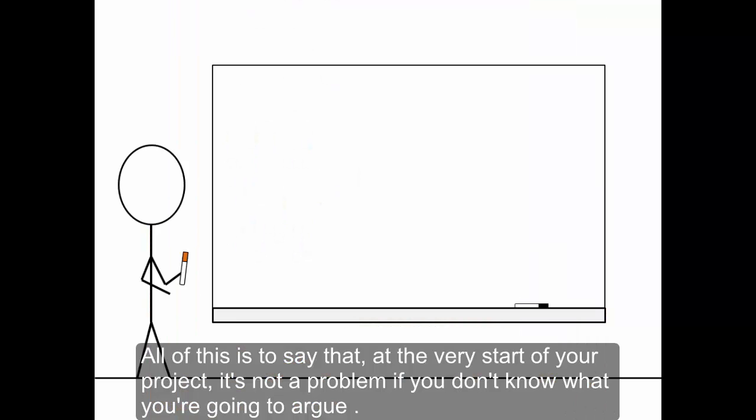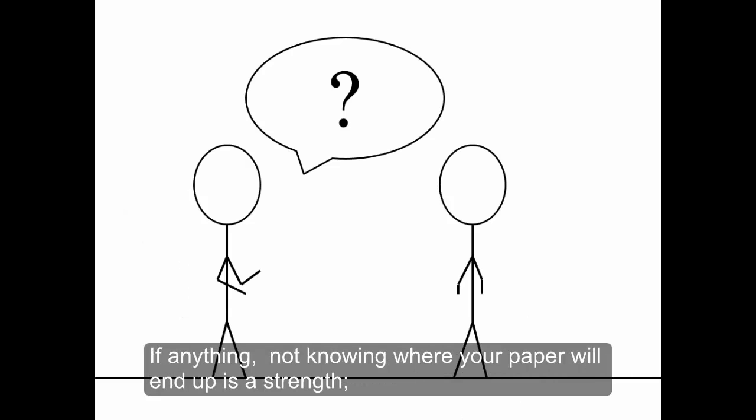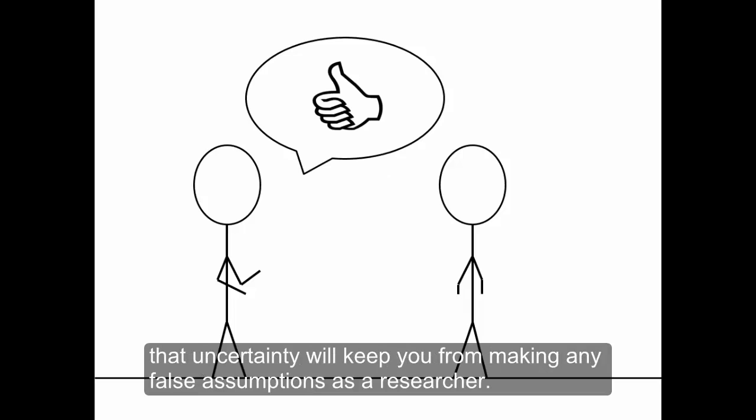All of this is to say that, at the very start of your project, it's not a problem if you don't know what you're going to argue. If anything, not knowing where your paper will end up is a strength. That uncertainty will keep you from making any false assumptions as a researcher.